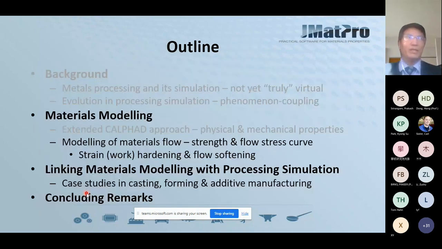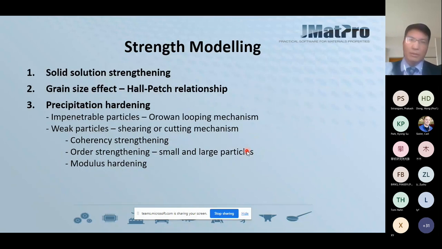Unfortunately, not everything can be done this way, for instance, stress. And here comes the second part of the materials modeling, that is how to model material flow. So the stress modeling, as I said, cannot be a simple linear mixture law anymore. Instead, we use a mechanism-based approach. That is, we consider solid solution strengthening and the grain size effect, that is a Hall-Petch relationship.